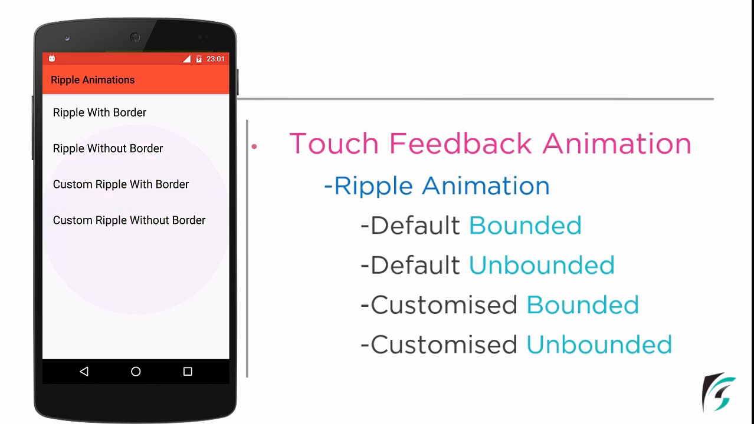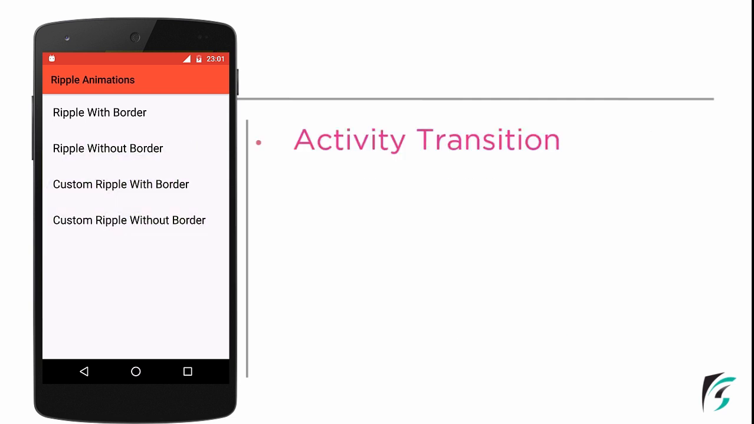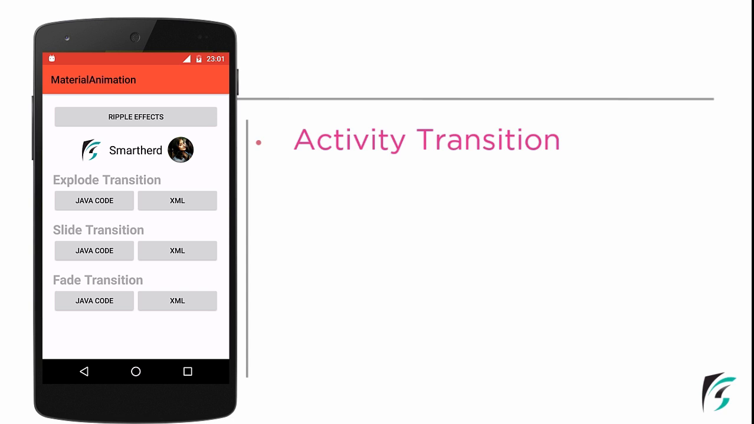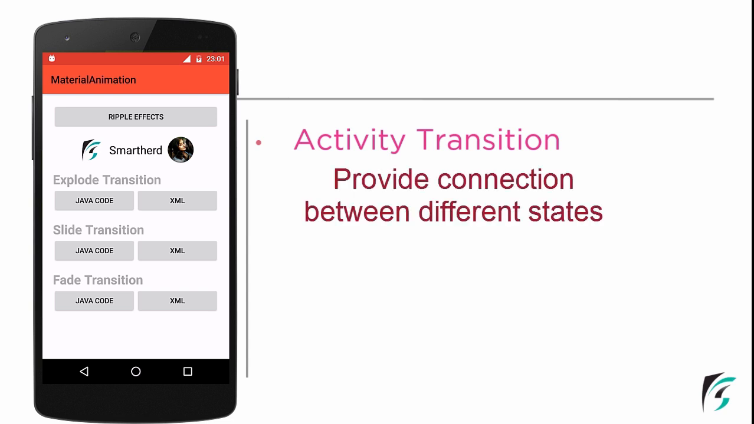Okay. The next topic we will be covering is activity transition. Activity transition in material design provides the connection between different states, or we can say how the common elements transform from one form to the other.